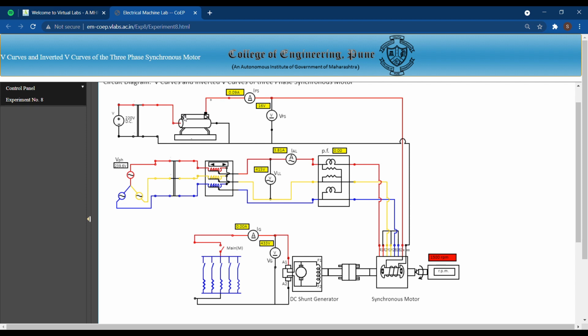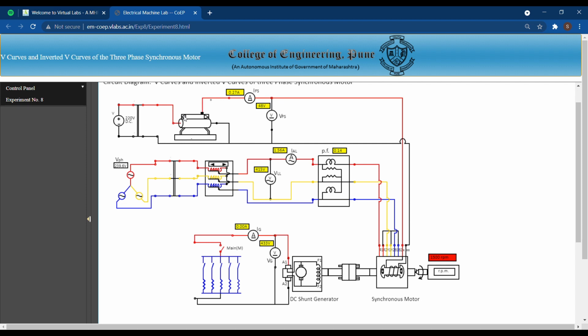By varying the field current, line current will decrease to nearly 0 and again increases. This is the V curve. The power factor is now nearly 0. As the field current is increased further, power factor will increase to a maximum value and then gradually decreases to 0. This is the inverted V curve.